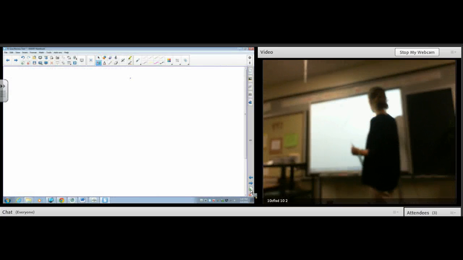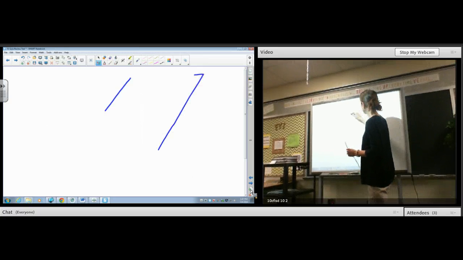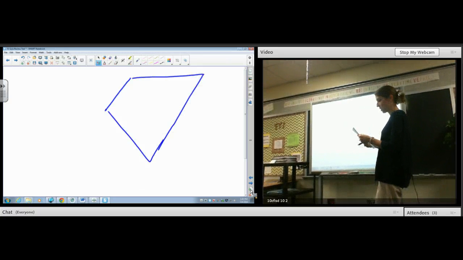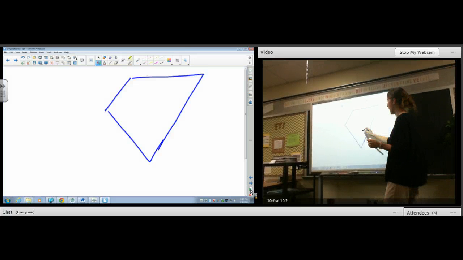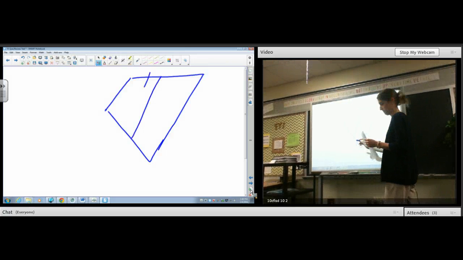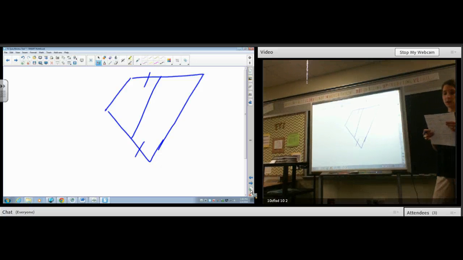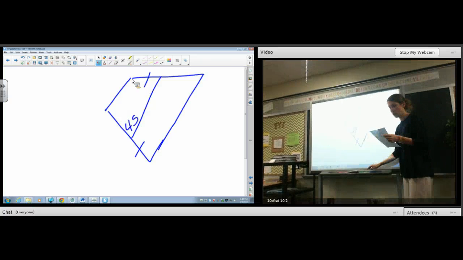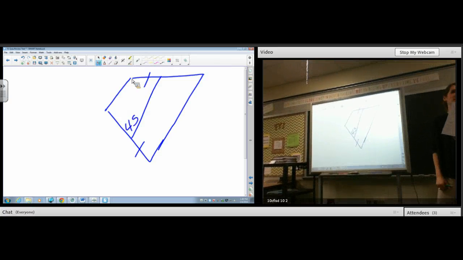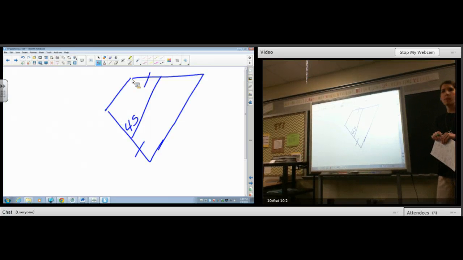Number 6, we've got a trapezoid. QX is equal to SY, and the measure of angle TXY is 45. What are we looking for? Just the measure of angle S? Yes. Okay. What did y'all do first?